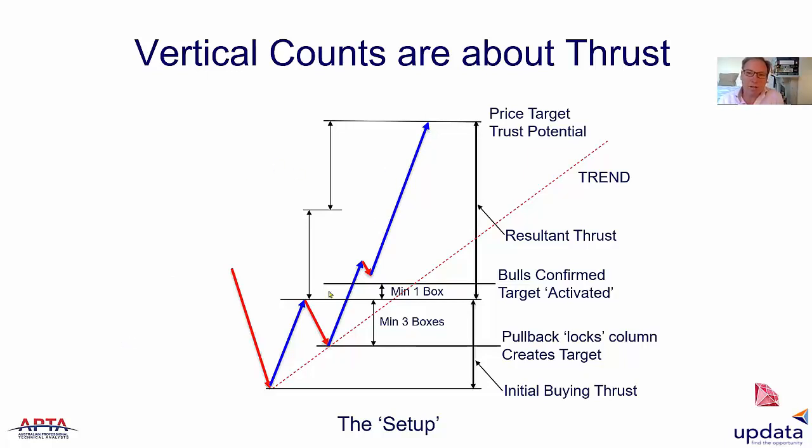And vertical counts are about thrust. So the idea, and it's to do with the three-box construction. I mean, that's where it came from originally. So the idea is you come down here, then you rise and you hit, you're coming off a low. That's your first initial buying thrust. It's what we call an uninterrupted buying thrust. We don't step back by three boxes there. So we go all the way without stepping back. And the bigger this first move off the bottom is, the bigger the overall potential of the chart.